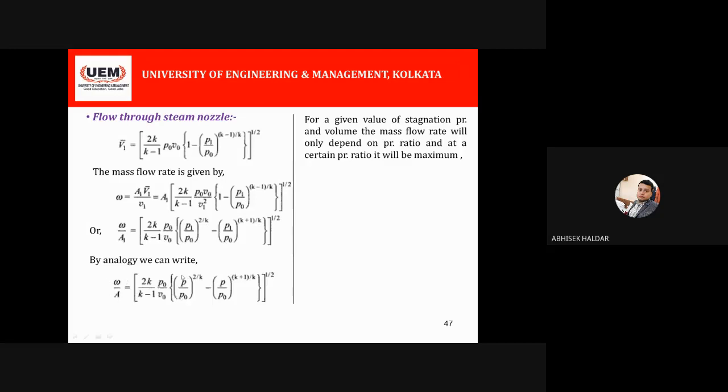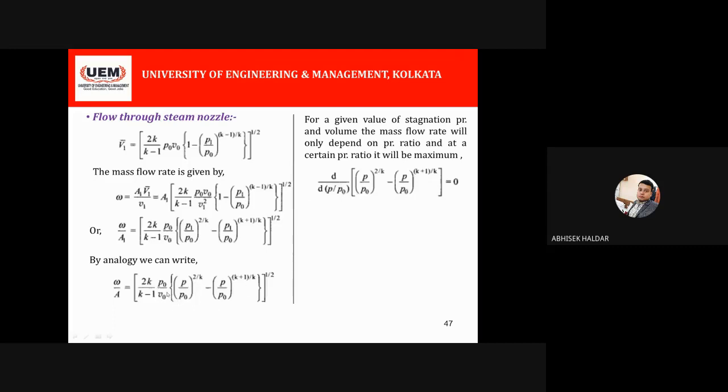So if I can find the optimum value of this ratio P by P0, or I should say the maximum value, then obviously we can find the maximum value of this mass flow rate. That is my goal, to find the maximum flow rate of the steam through the steam nozzle. So I have to differentiate this equation with respect to which ratio? P by P0, because it is wholly dependent on P by P0, no other terms.